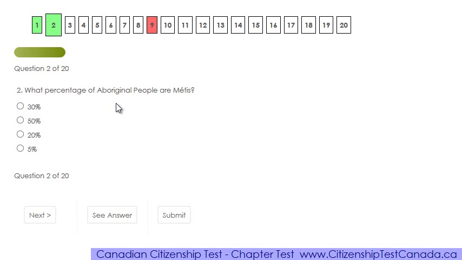What percentage of Aboriginal people are Métis? Section 2 tells us about 65% of Aboriginal people are First Nations, while 30% are Métis and 4% are Inuit. So the term Aboriginal people in Canada includes those 3 groups: the First Nations, the Métis, and the Inuit. And our answer is 30%. Let's click Next.